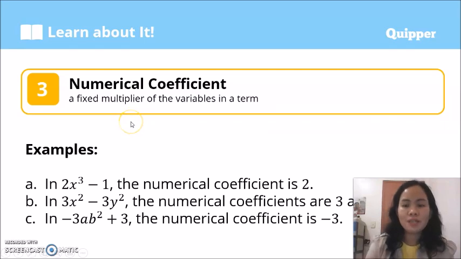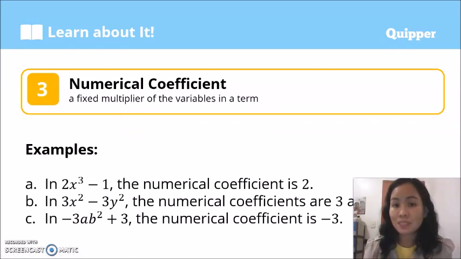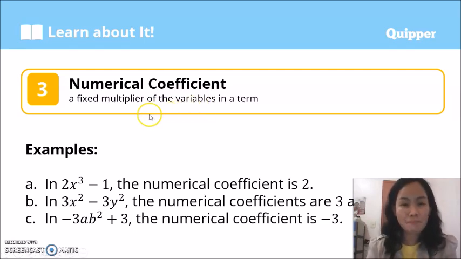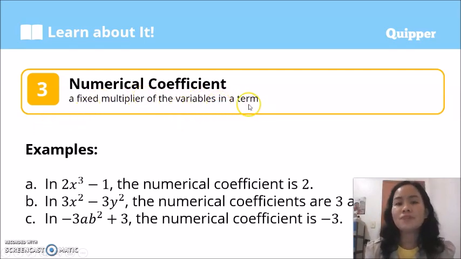So, sabi ko kanina, yung 3 at saka negative 3, may specific tayo na term. And we call them as numerical coefficient. Okay. Ano ba yung numerical coefficient? From the word numerical, number. Okay. Coefficient, ibig sabihin kasama. Coefficient, co-employee, colleague. So, ibig sabihin kasama. So, it is a fixed multiplier of the variables in a term. Okay, fixed multiplier of the variables in a term.